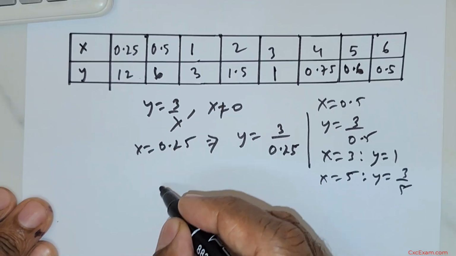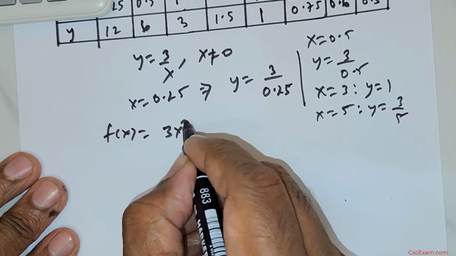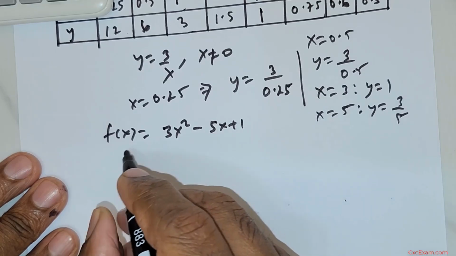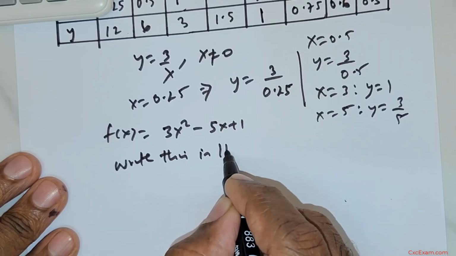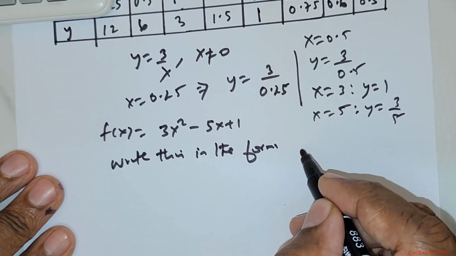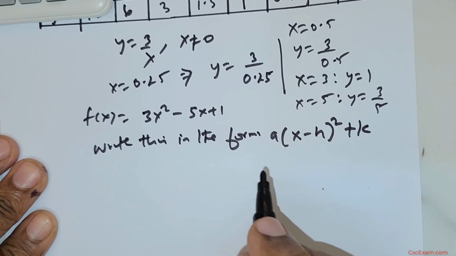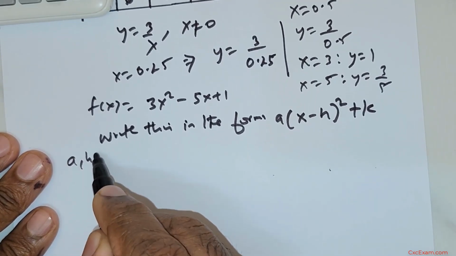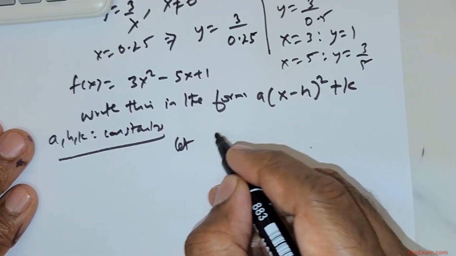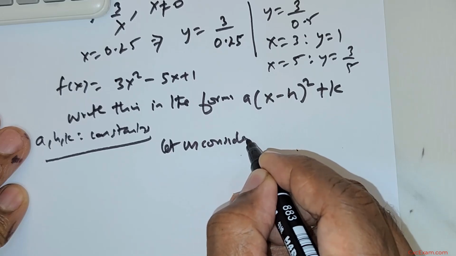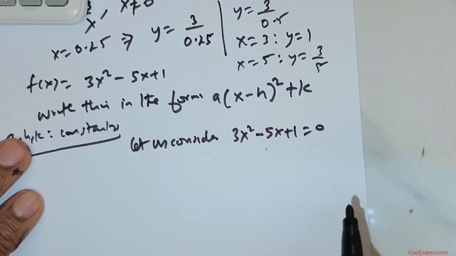Okay, so having got that, now we are given f of x is equal to 3x squared negative 5x positive 1. You have to write this in the form of a times (x negative h) the whole squared positive k, where a, h, k are constants. Now for this, let us consider 3x squared negative 5x positive 1 is equal to 0.